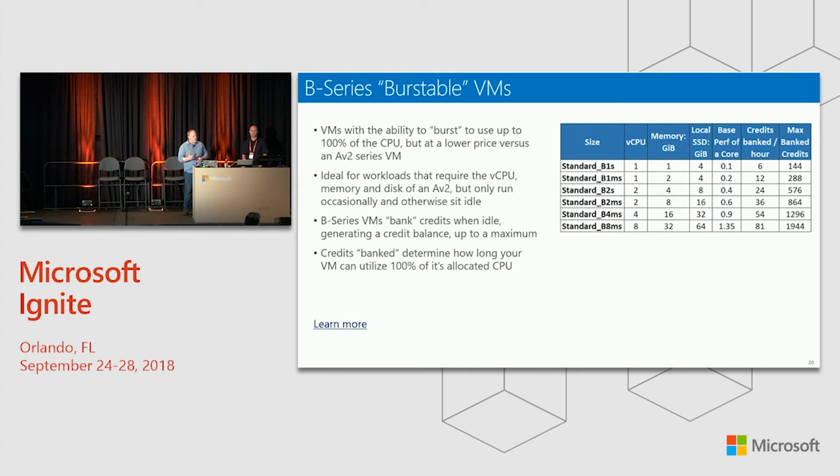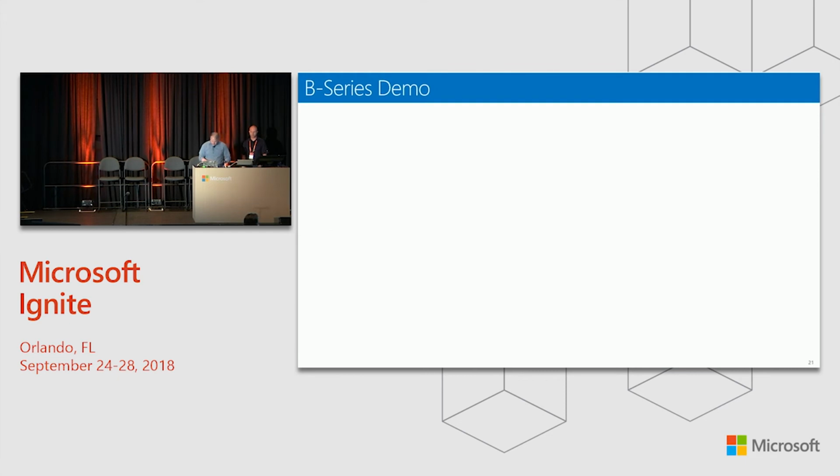If there are credits available, the machine will burst all the way up to 100% per vCPU of the reference, and it burns off those credits when it's bursting. Again, the credits increase as the size goes up, so you can run for a period of minutes at the highest possible frequency. But when it goes idle, it will start accumulating credits again. Now, I think it's useful to actually walk through this with a little bit of a demo. It shows it a little easier.